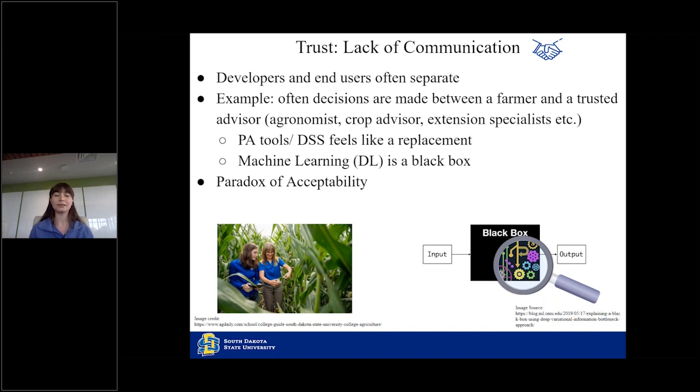Additionally, machine learning, like we talked about before, especially with deep learning, is a black box. And so that makes it very difficult and very frustrating to the farmer because of the low explainability that it has. It's very difficult to really trust a machine when you can't really understand or identify exactly how it got the recommendation that it's giving you.